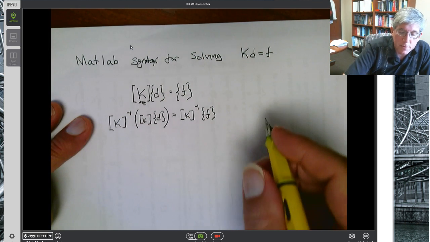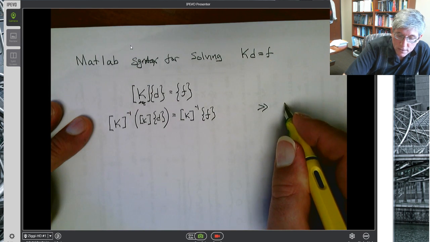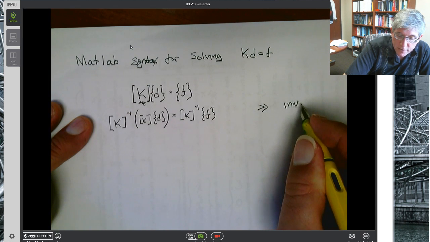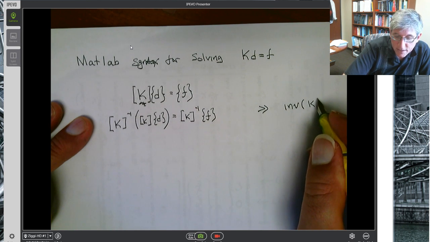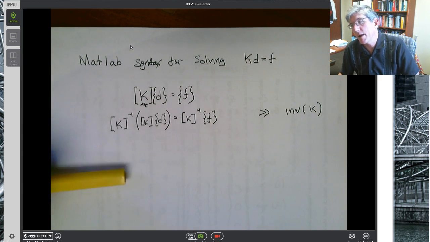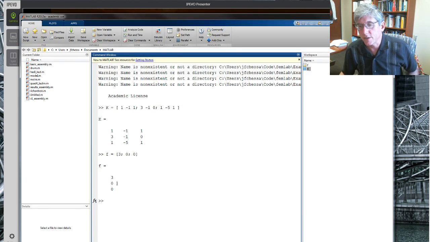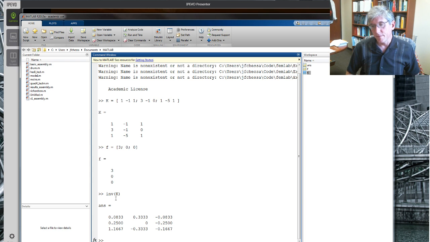And actually in Matlab, you can find the inverse quite easily. You're just going to use a built-in function, inv for inverse, and then you put in the variable you want to take the inverse of. So in this case, it would be the K matrix, right? If we were to jump back to Matlab, you could see that we could do something like that. If I do inverse of K, there it is. That's actually the inverse of K.